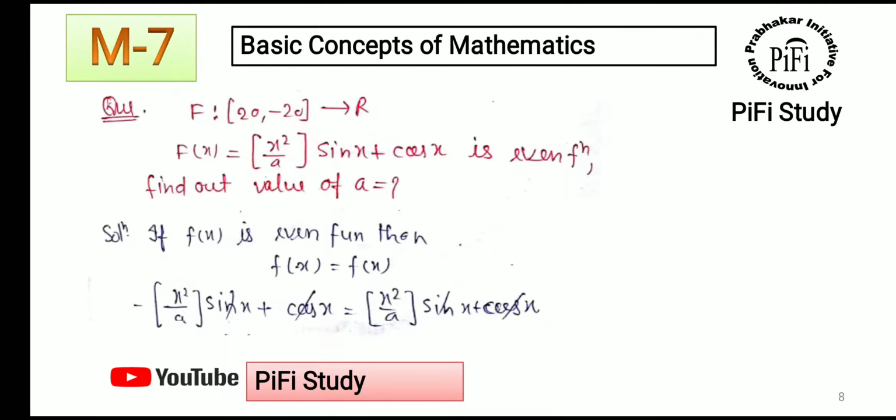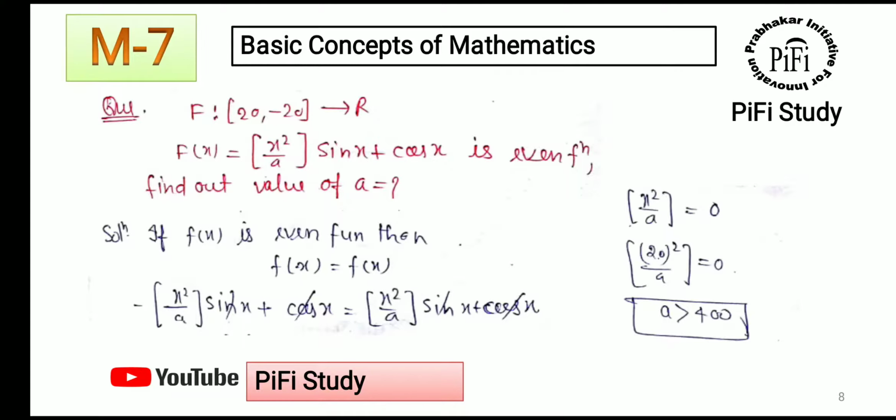When you calculate, you will get the greatest integer of x square by a is equal to 0, and the value of x lies from -20 to +20. So the value of x is 20, and 20 square by a is equal to 0. So the value of a is greater than 400. 20 square is 400, so a is greater than 400. If you know inequality very well, then you can solve this type of question in a very easy manner.